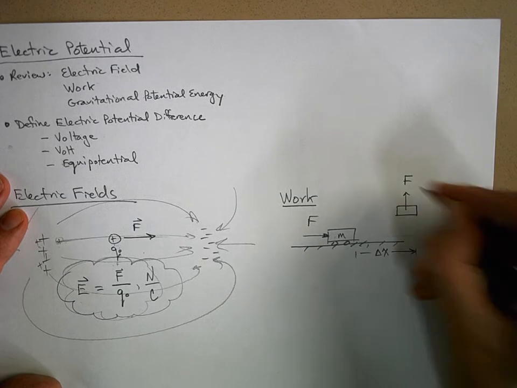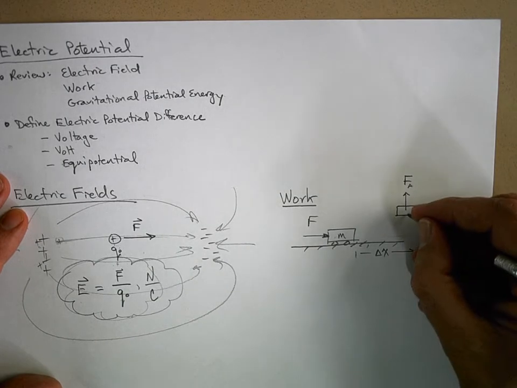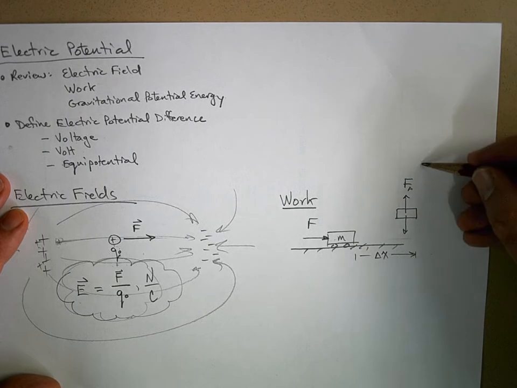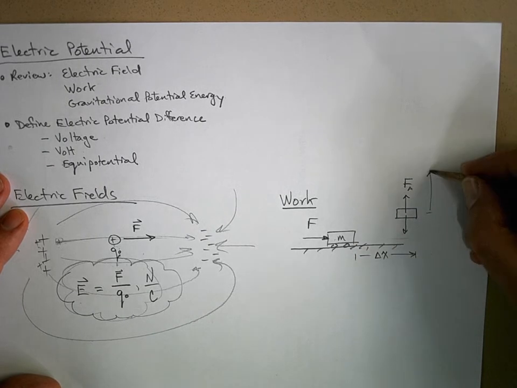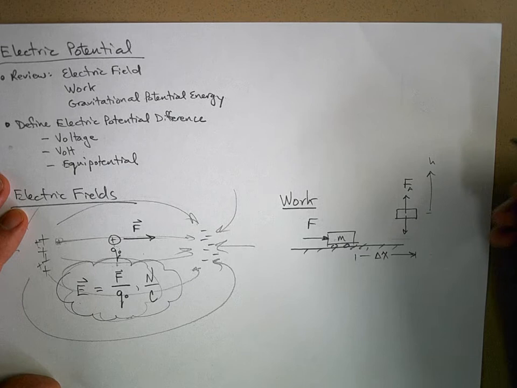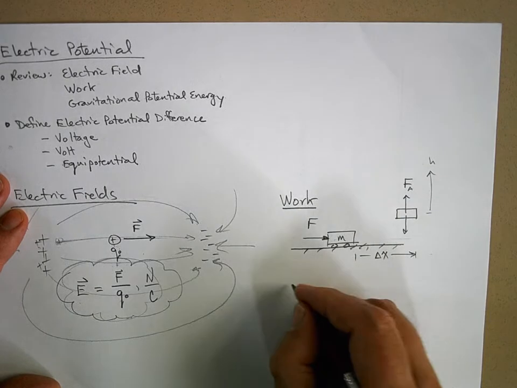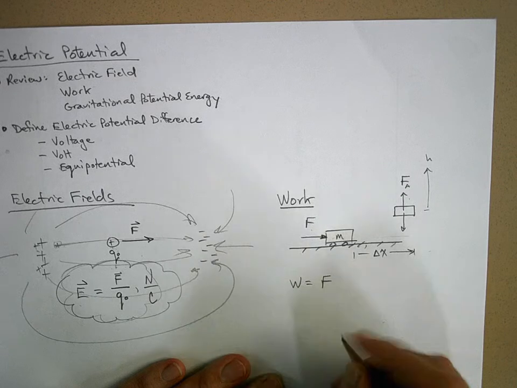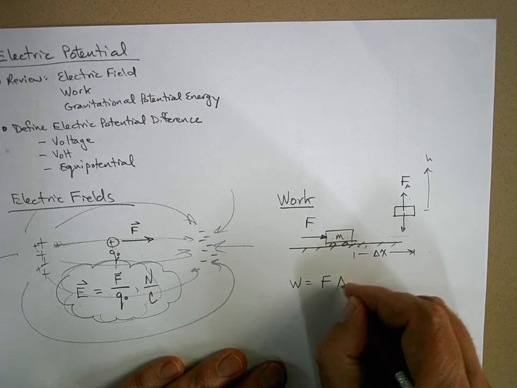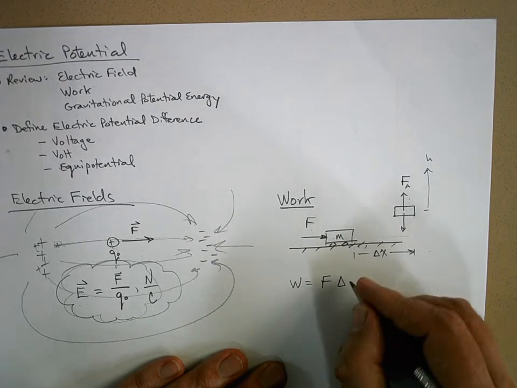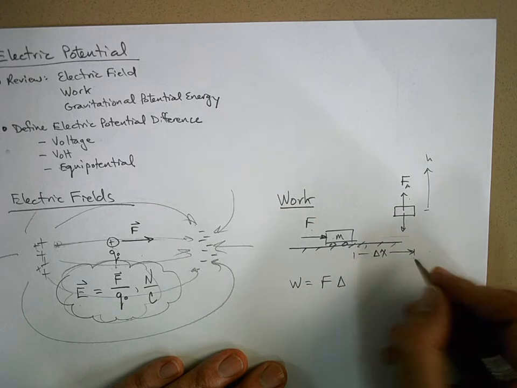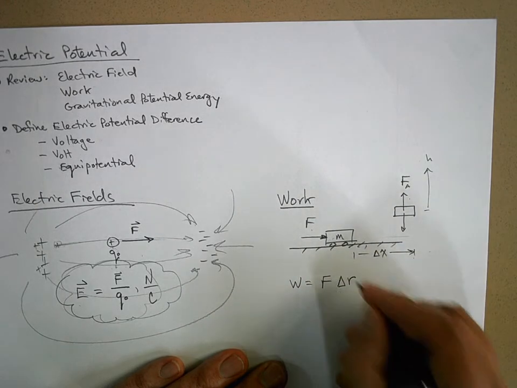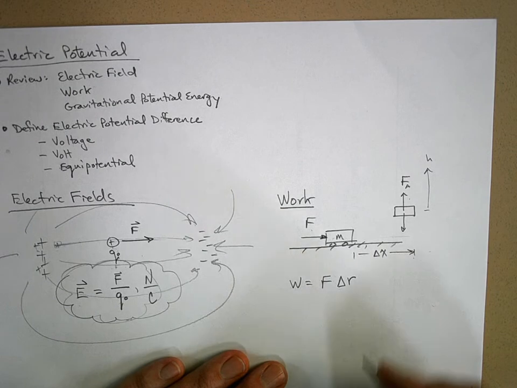So here's my force that I'm applying. Of course, gravity is pulling it down, but if we lift this thing up, I'm doing work against gravity, and I am lifting it to a certain height. But the calculation for work is the force that I apply times the displacement. I'll call it delta. Well, in this case, it was a delta x. In this case, it's a delta y, or an h. So I'll just say delta r, because r can be in any direction.